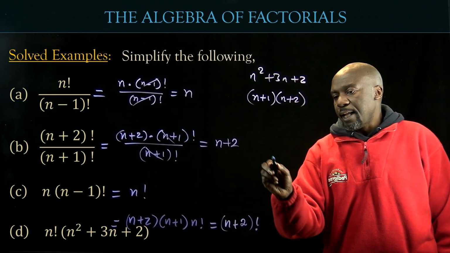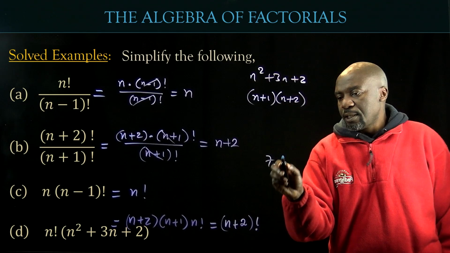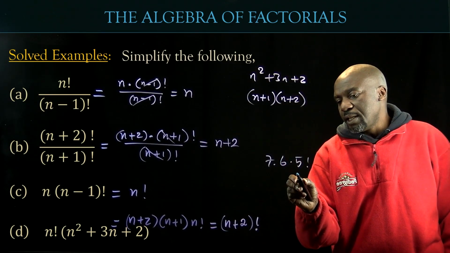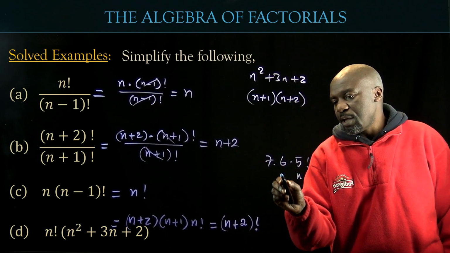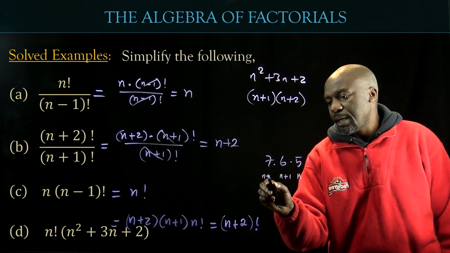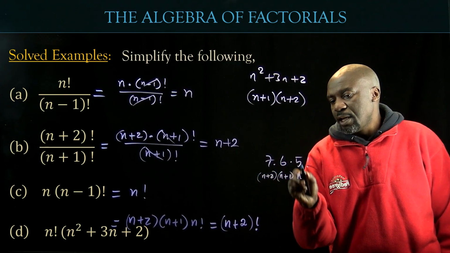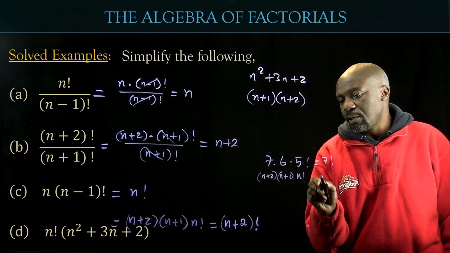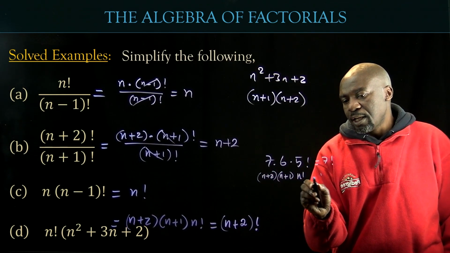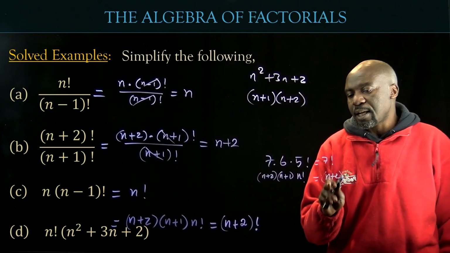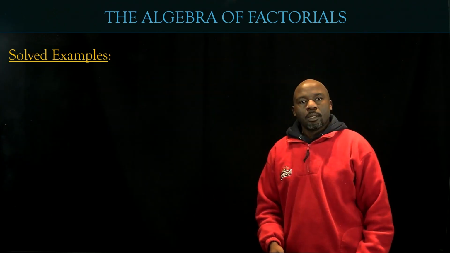Okay? It's like saying 7 times 6 times 5 factorial. Okay? So if this is n, then 6 must be n plus 1, and 7 must be 5 plus 2, so n plus 2, like that. Okay? And so if this is factorial, this is the same thing as 7 factorial, all right? Which is the same thing as n plus 2 factorial, like that. I hope you understand this.